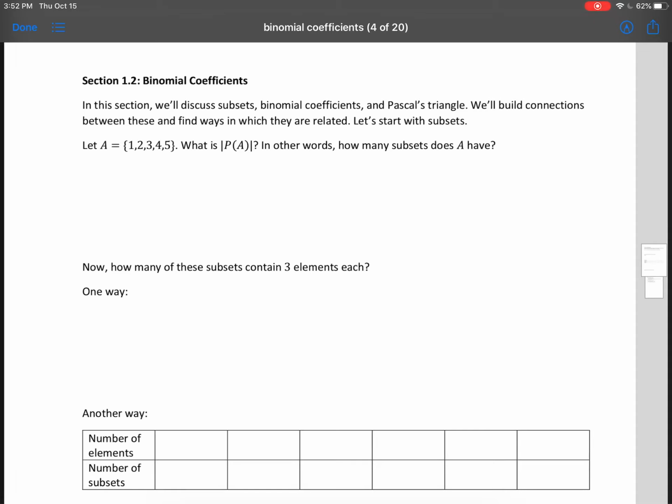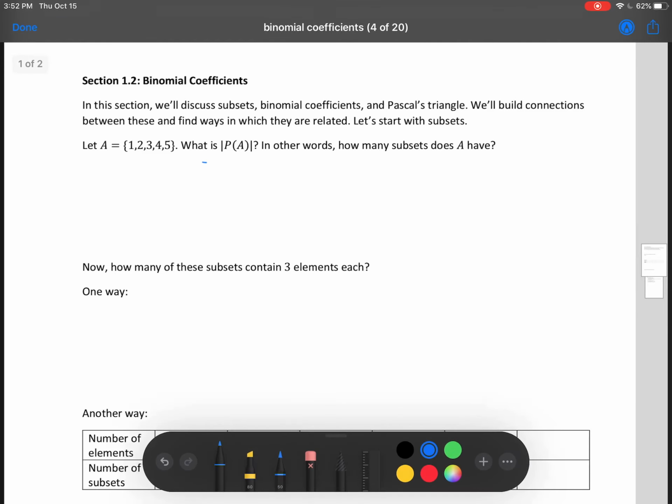So for our first question, we're going to take the set A, which is the set containing the numbers 1, 2, 3, 4, and 5, and we're asked what is the cardinality of the power set of A? Or in other words, how many subsets does A have? So we've actually touched on this a little bit. You had a similar question in your second homework assignment, but we never actually gave an explicit formula for how to compute the cardinality of a power set. So we want to think about it now.